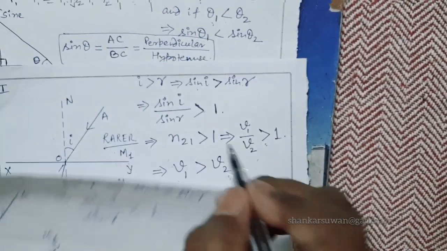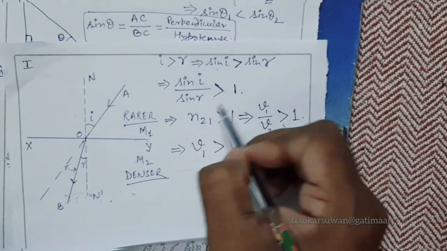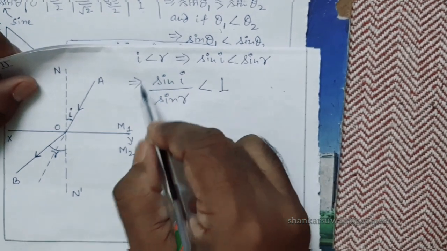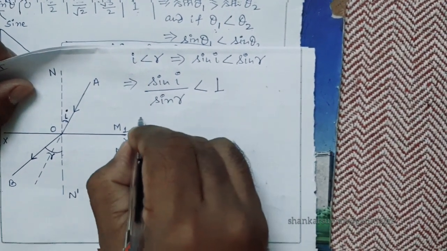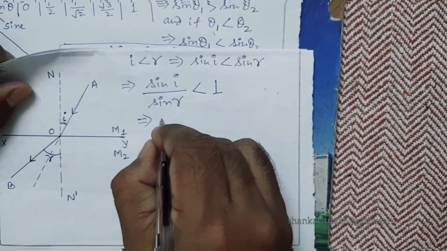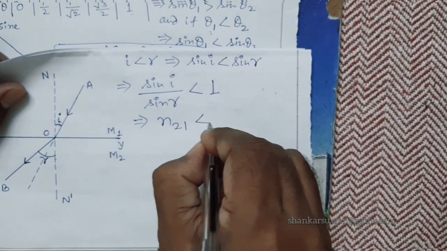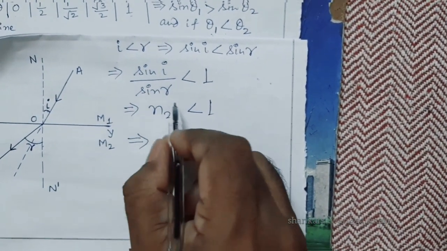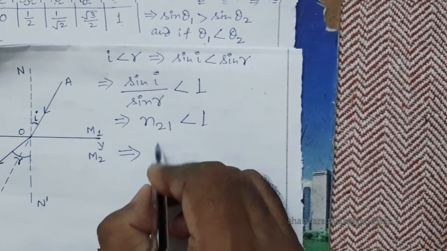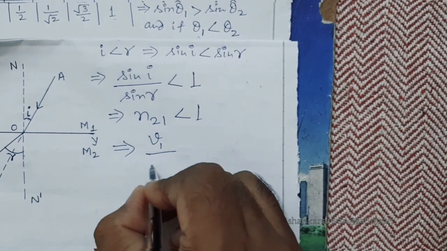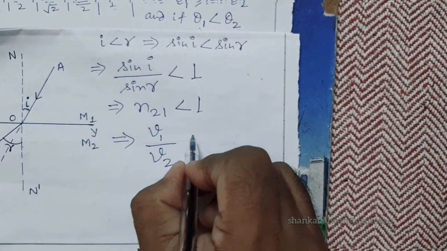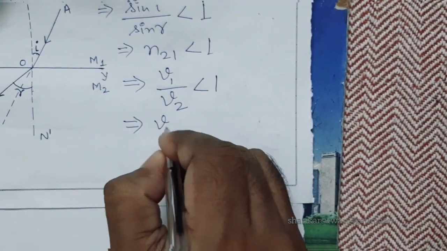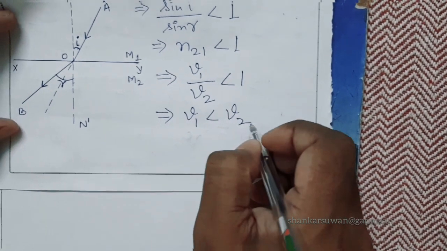You can recall the first case. Sin I upon sin R is less than 1. And sin I upon sin R is n21, which implies that n21 is less than 1, which implies that the speed of light in medium 1 upon the speed of light in medium 2 is less than 1, which implies that V1 is less than V2.